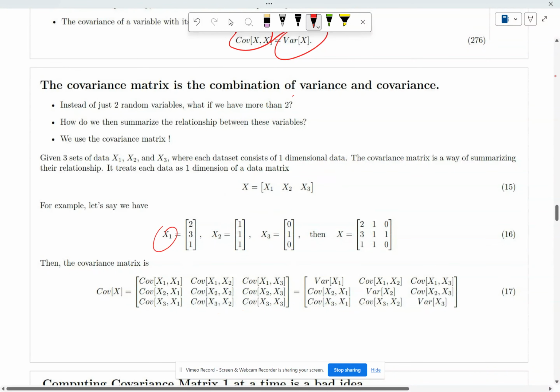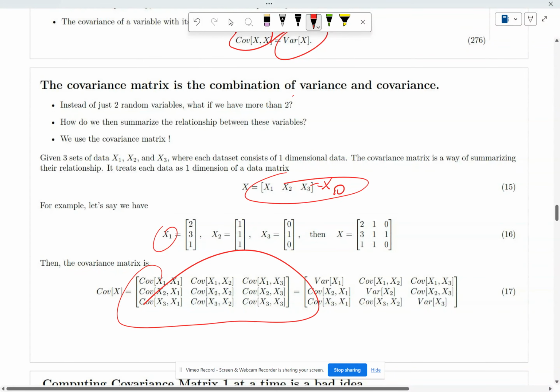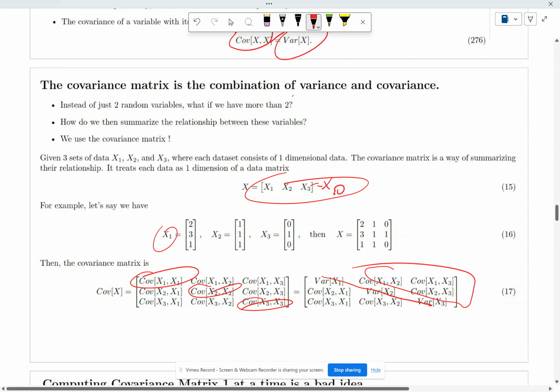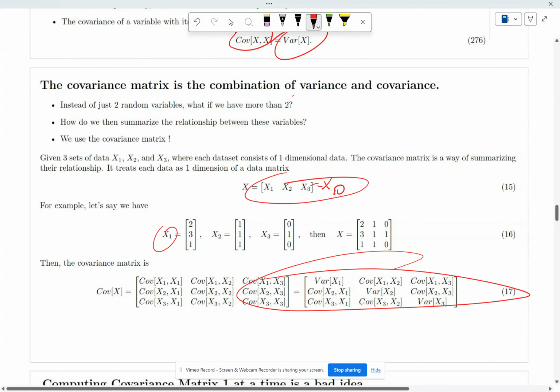You can imagine if we have x all the way to 10, 10 variables, then the covariance matrix would be 10 by 10. Now I told you previously, the covariance with itself is just the variance. So all the diagonal ones are going to be the variance, and all the off-diagonals are the covariance with some other variable. So this is the covariance matrix. This is it right here.